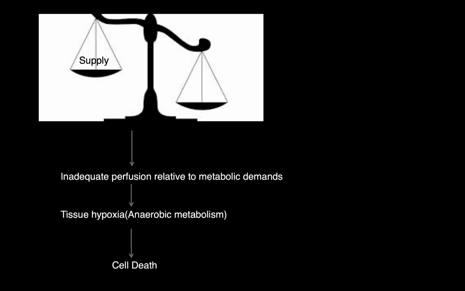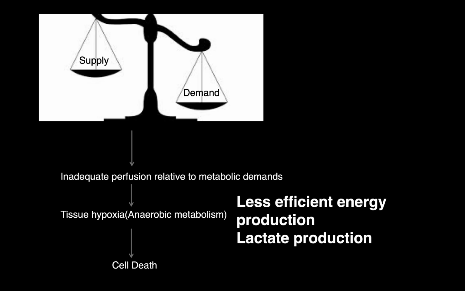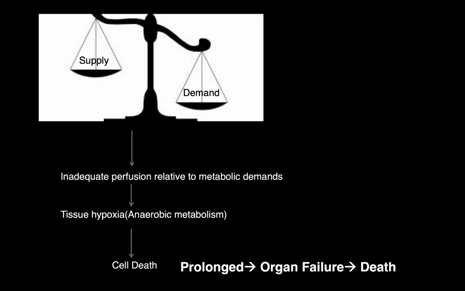As I mentioned, shock is simply a supply-demand mismatch. Because of inadequate supply or perfusion to tissues relative to metabolic demands, these tissues may develop hypoxia and therefore undergo anaerobic metabolism, producing less ATP to meet cellular needs. If this process continues without restoring adequate perfusion and oxygen nutrient delivery, these tissues, as I mentioned before, can go through irreversible injury and death. If left untreated, you may see organ failure and even death.